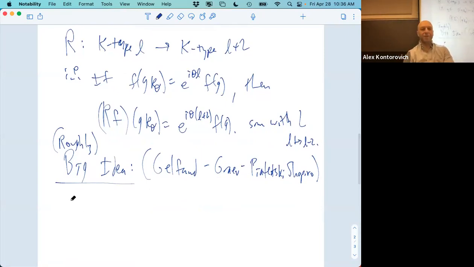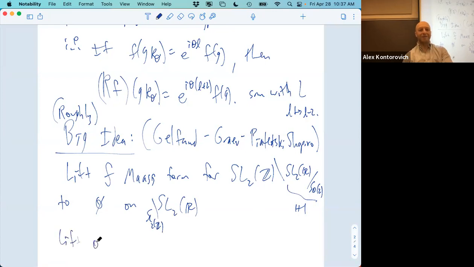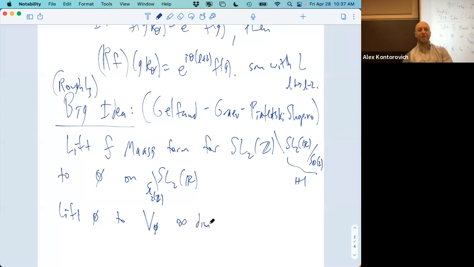The big idea is to lift. So we're going to lift a Maass form. Let's start with a Maass form for SL2Z, for a congruence group, let's just stick to SL2Z. Lift from a Maass form f to a function phi on SL2R mod SL2Z, and then we'll lift phi to a whole vector space, V phi, which will be an infinite dimensional vector space with a G action that's irreducible under the G action.